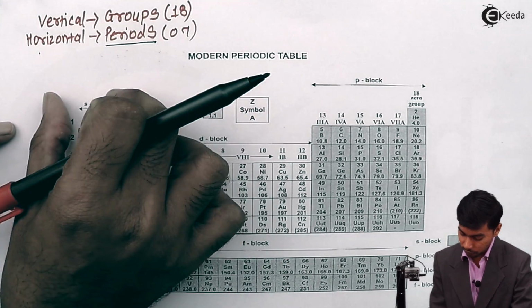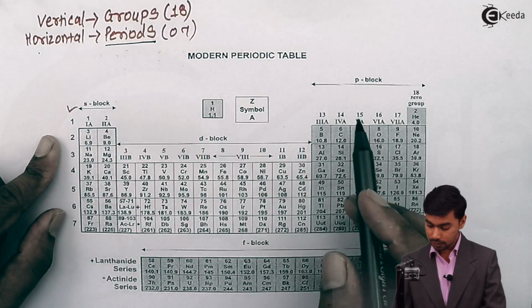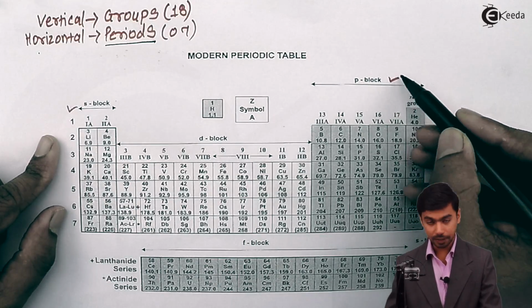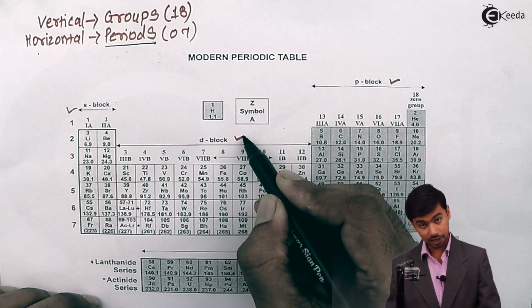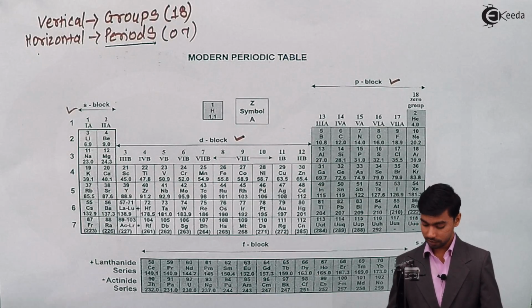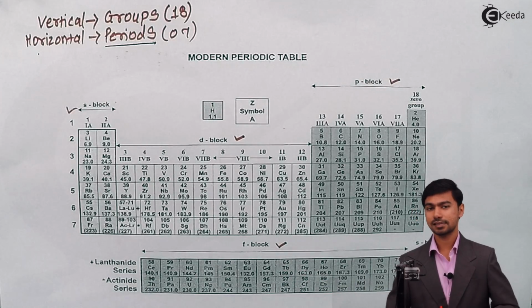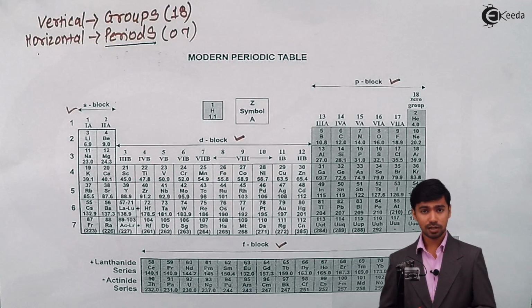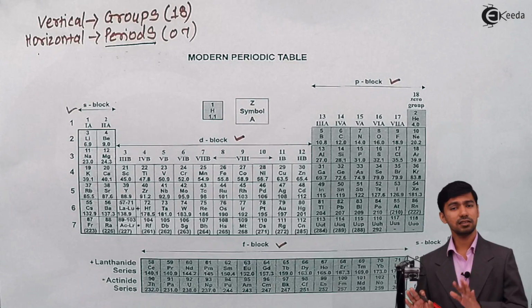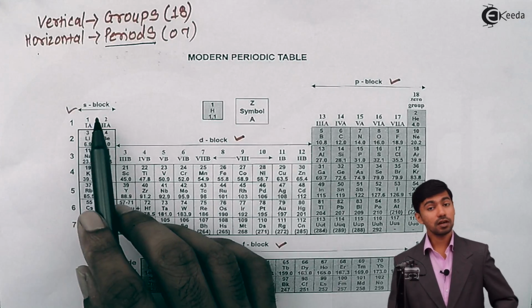Which are they? This first one is called the S block. This one is called the P block. In between S and P, it is called the D block, and below the periodic table, it is called the F block. Now, what is it exactly? Why S block, P block, D block, and F block, and why are they placed like this only? Let us see. First we start with the S block.